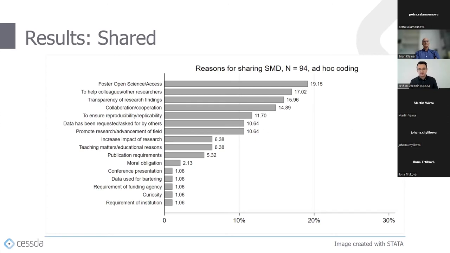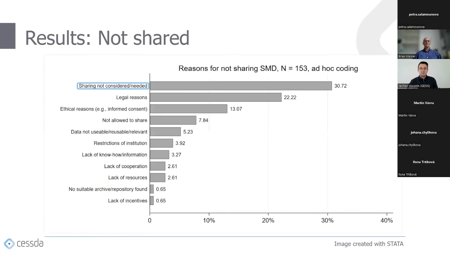As you can see, the most popular were to foster open science, to help colleagues, to increase transparency of research findings, and cooperation reasons. We also asked people what were the reasons they did not share their data, although they collected them in the past. And again, we implemented ad hoc coding and extracted common categories. The most popular was that sharing was not even considered or needed. Around 31% mentioned this as one of the reasons. Legal and ethical reasons took second and third place in our survey.